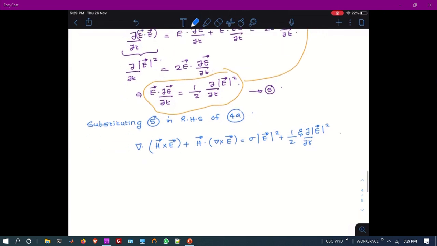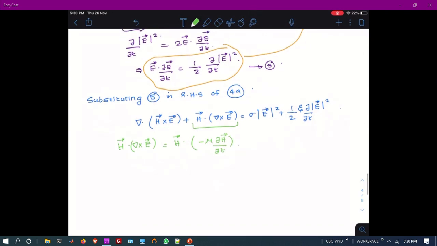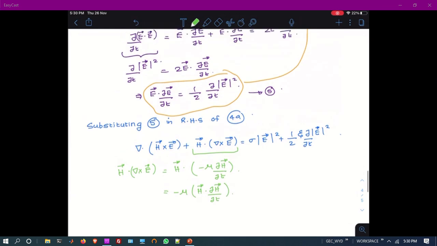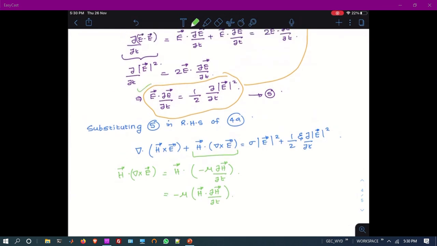Okay, now let's look at this part, H dot del cross E. We know that del cross E is minus mu dou H by dou t. So this is H dot minus mu dou H by dou t, which is equal to minus mu H dot dou H by dou t. Using the similar way that we have proved here, you can write this as minus mu into 1 by 2 dou by dou t of magnitude of H square.